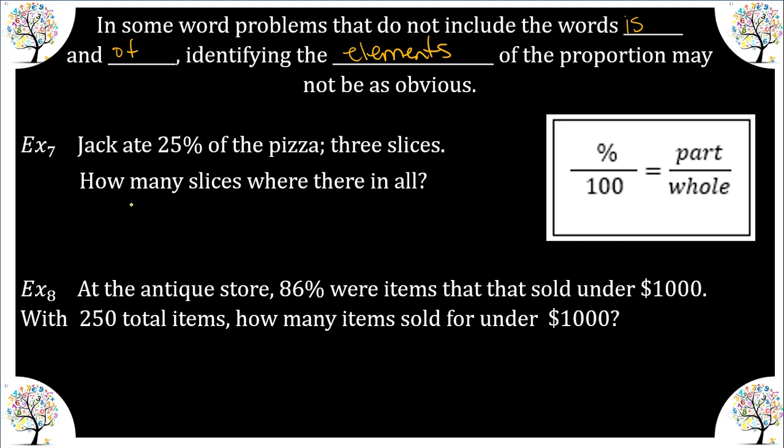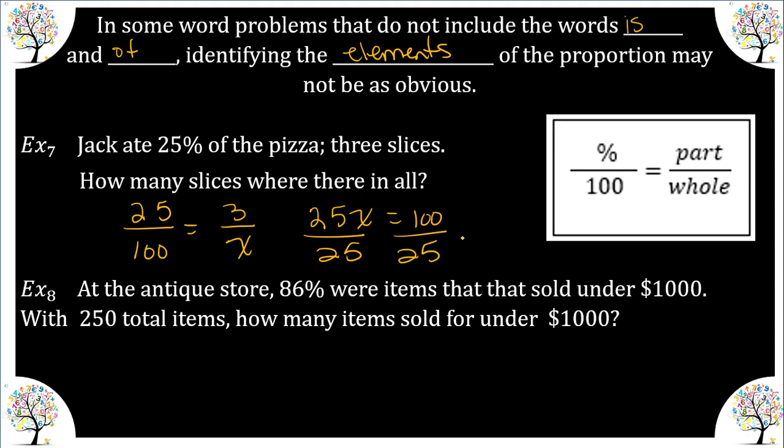So we do know our percent ratio. Now we have to determine if we know the part or the whole. So he ate 3 slices. That's just part of the pizza because he didn't eat 100%. So we know 3 is the part, and we're trying to find out how many slices in all, the total. So we're going to cross multiply, isolate x, and x, the number of slices in all, is 12. So 3 out of 12 is 25%.